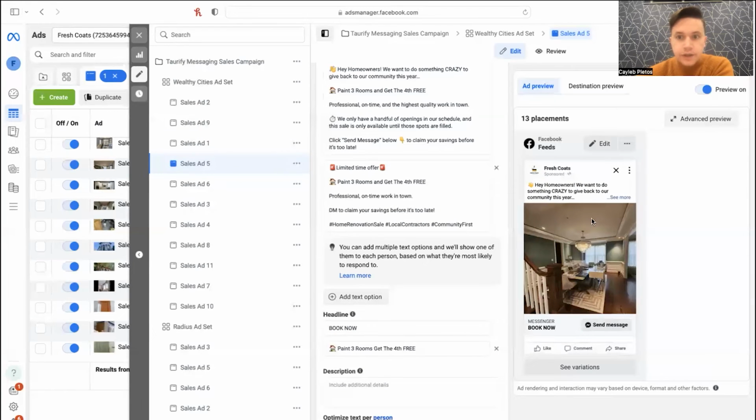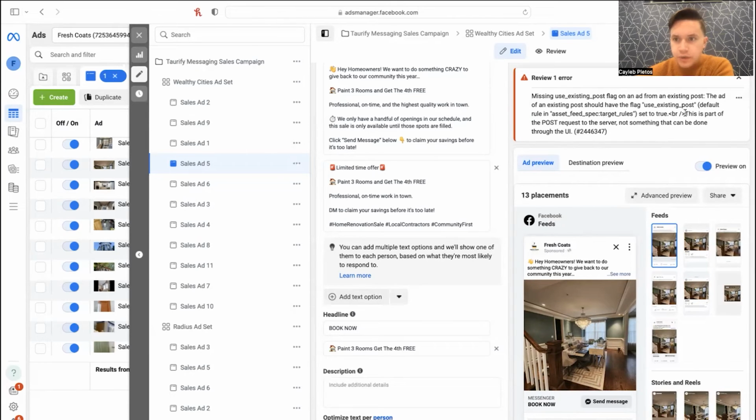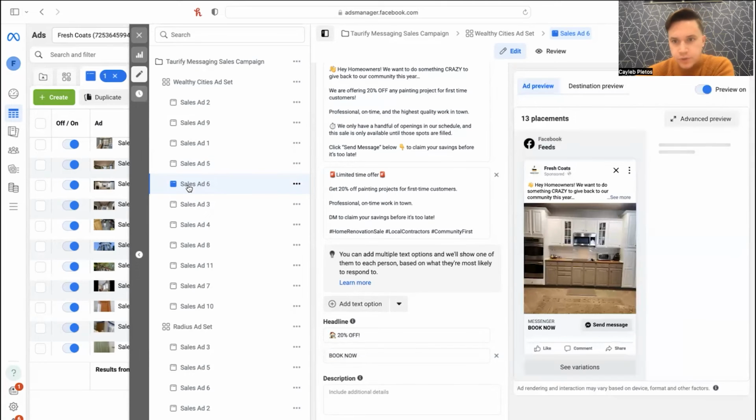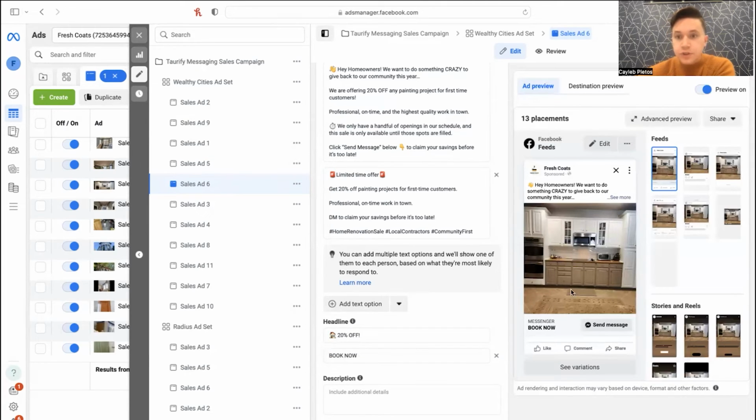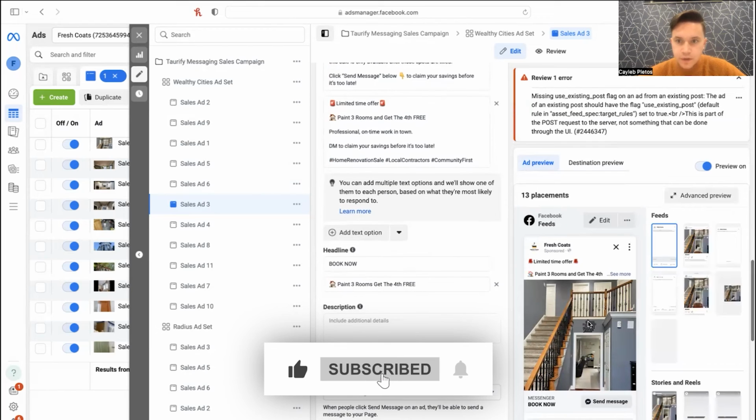This is like a nice little kitchen. You can see these are all pretty much different as much as we can make them. Side note, I don't think that this error here is relevant. This is the first time I'm seeing it, but there's no issues on the ads as of right now. This is another cabinet one, but again, it's a picture, it's not a video. Side note though, videos do tend to work best.